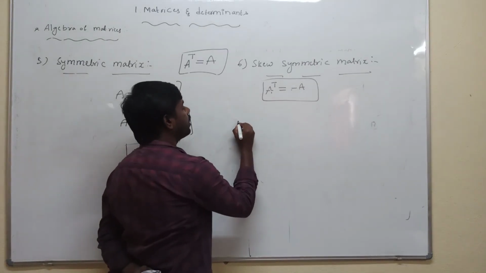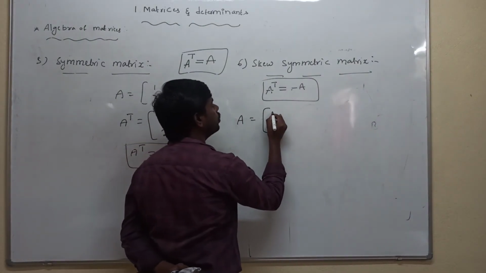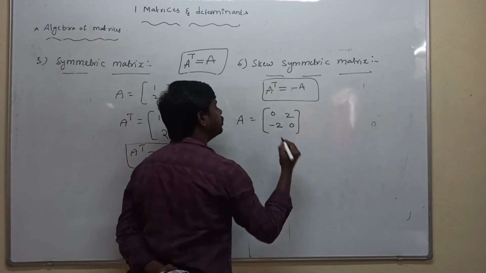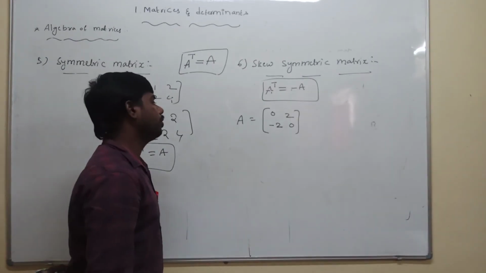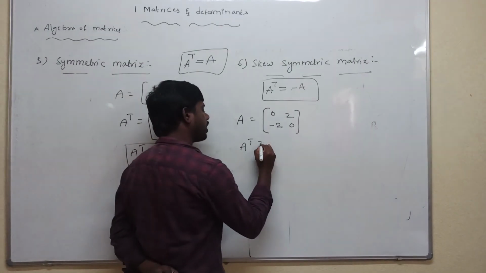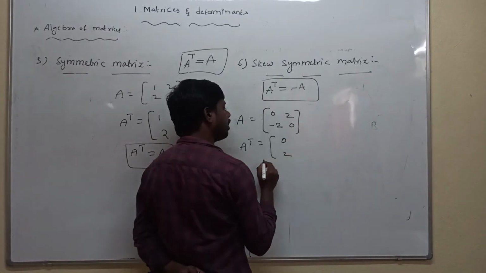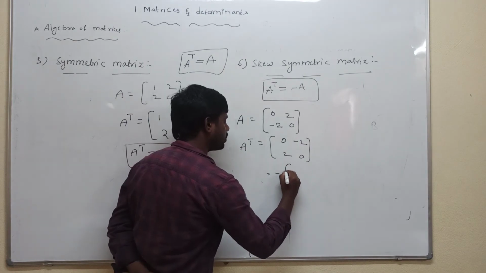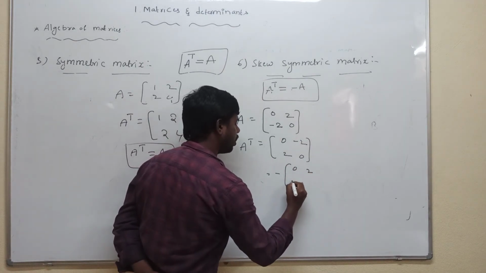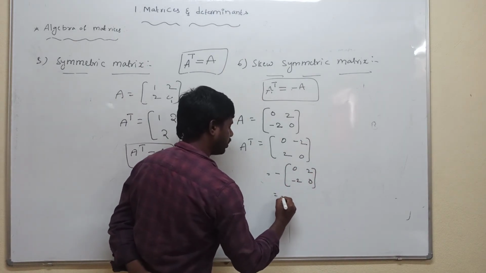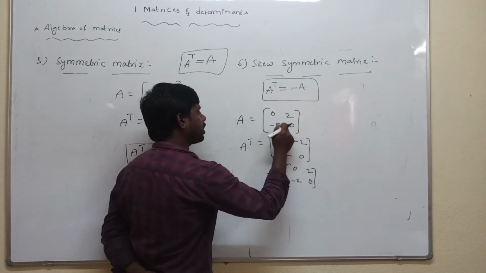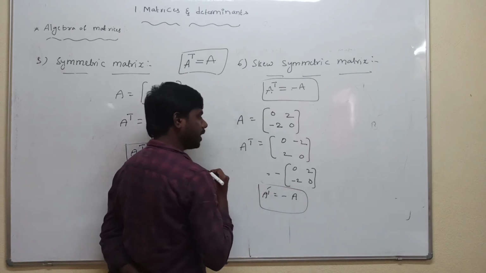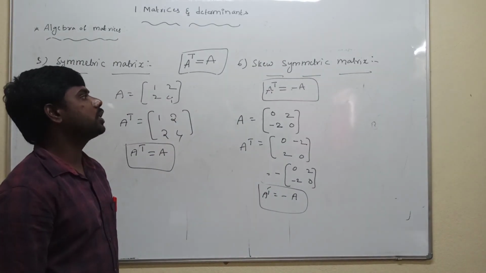For example, capital A = [0 2; -2 0]. Taking the transpose of A, the first row is replaced with the first column, the second row with the second column. Taking minus outside, we get the matrix [0 2; -2 0], which is nothing but the given matrix A. So A transpose is equal to minus A, and then it is called a skew symmetric matrix.